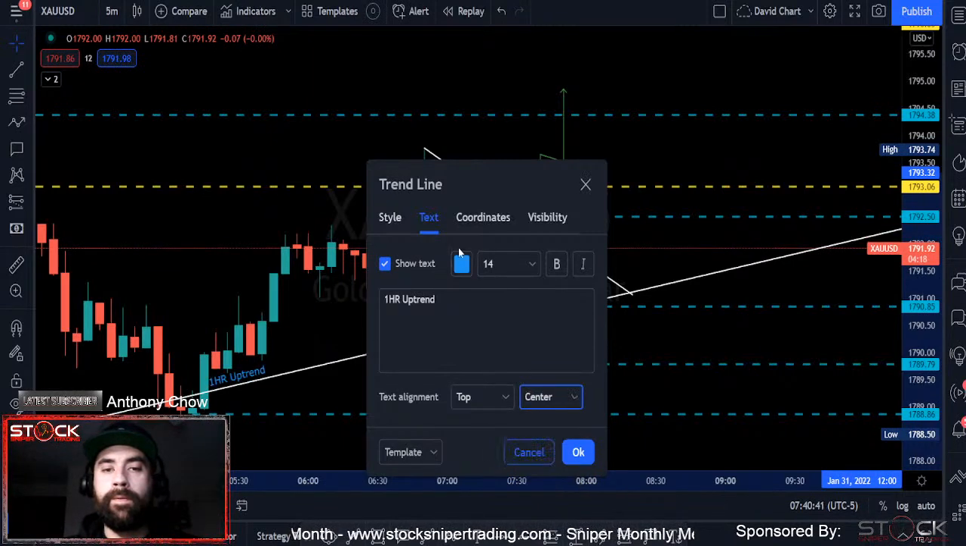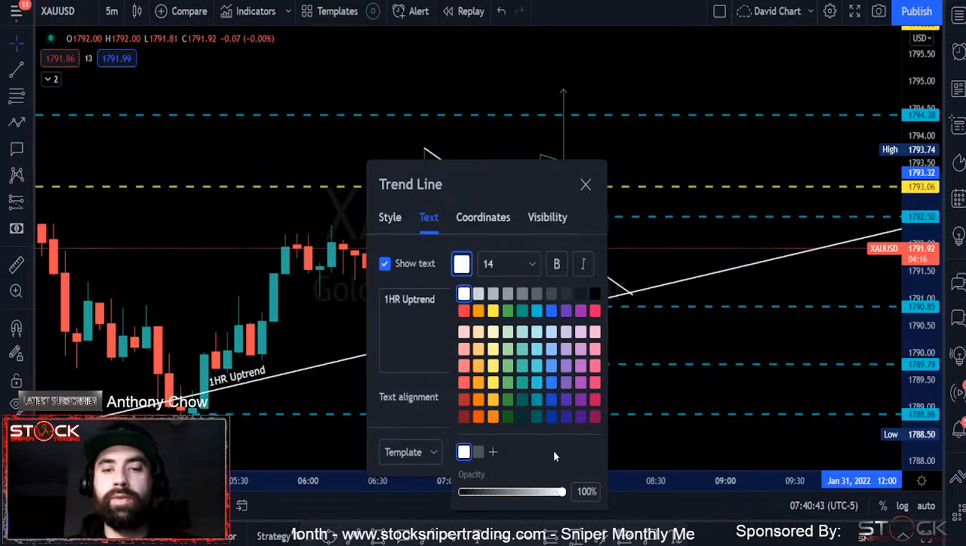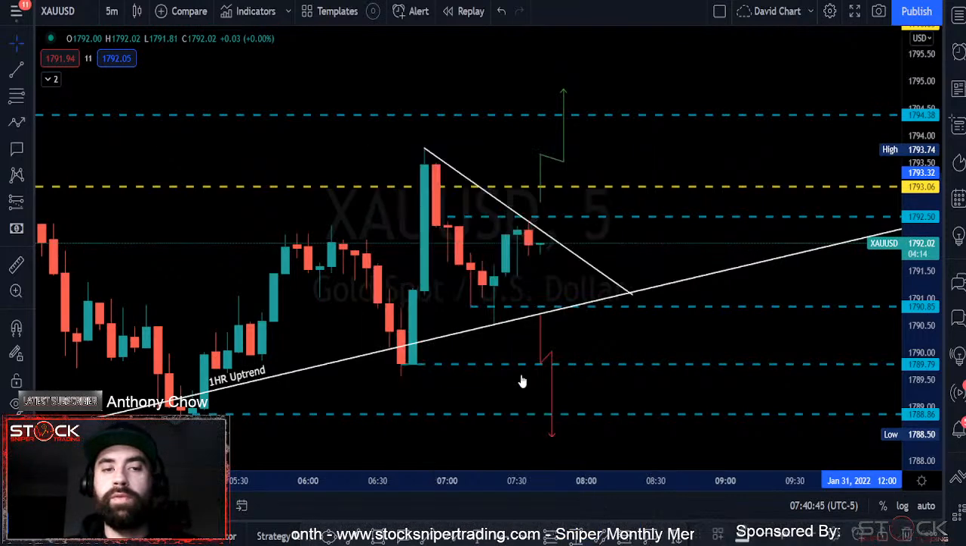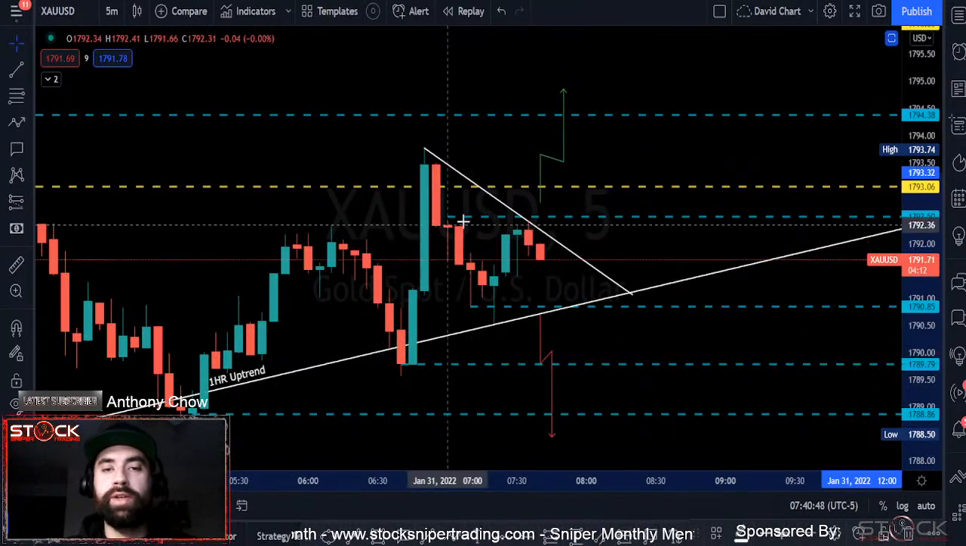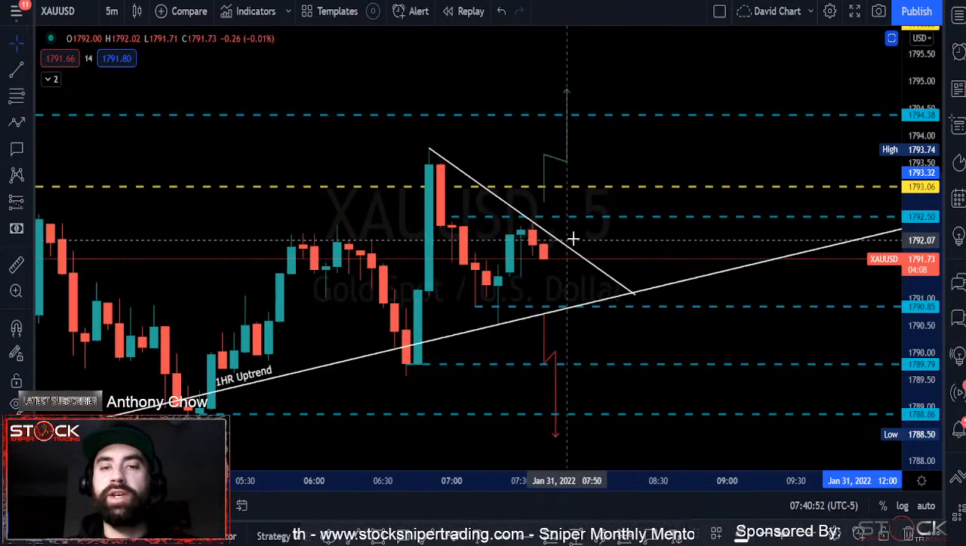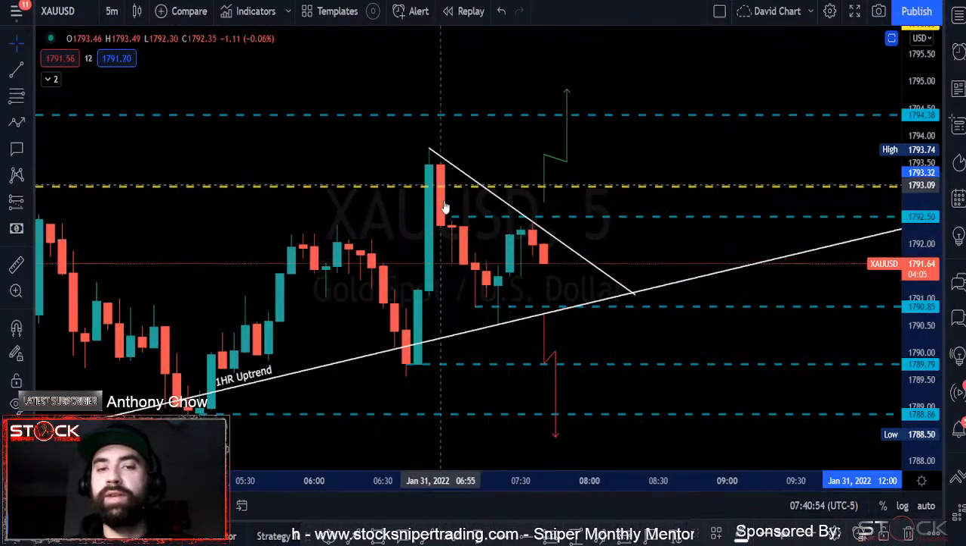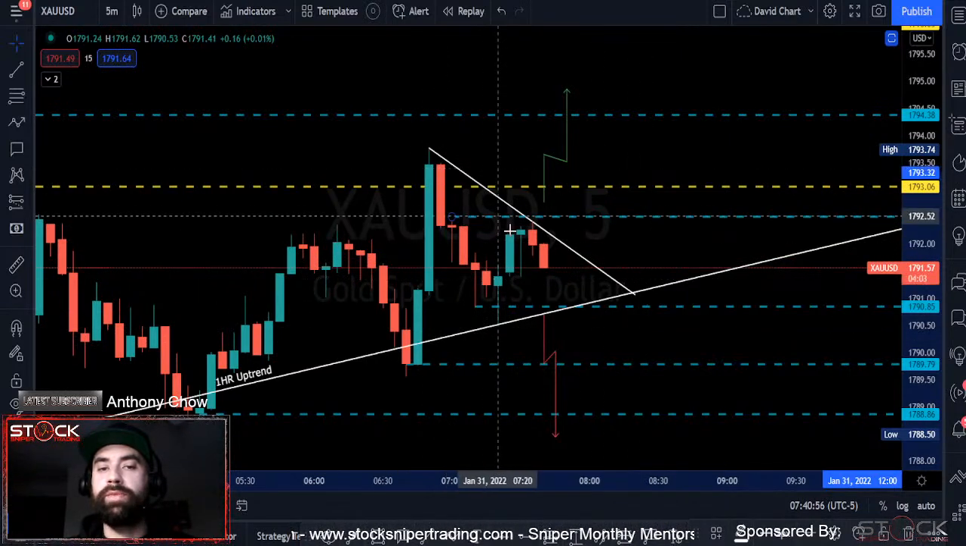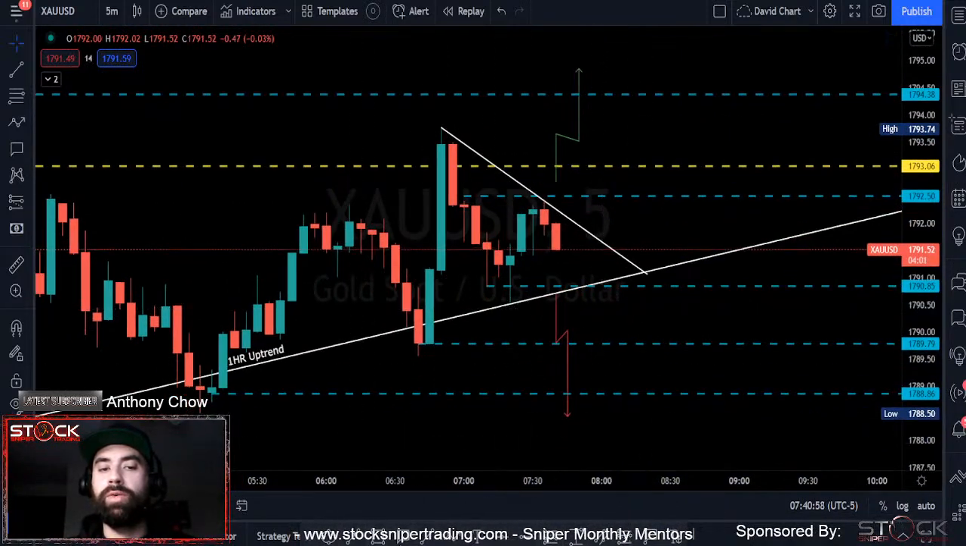Okay, I'm gonna drop that to white. Perfect, guys. So you can see right there it's labeled 1 hour uptrend. Now we have a 5-minute downtrend. So we're going to watch and see based on this structure right here. You can see it's kind of forming like a triangle. This could be forming an M pattern here, on gold.